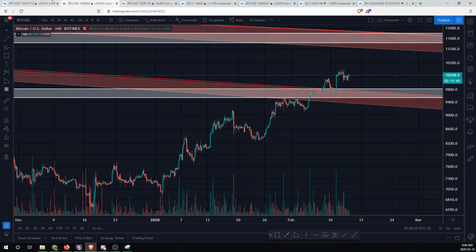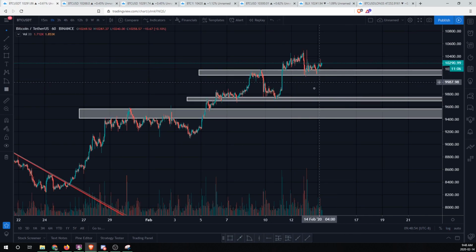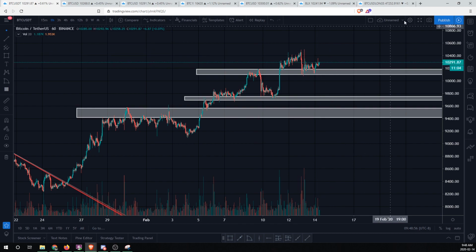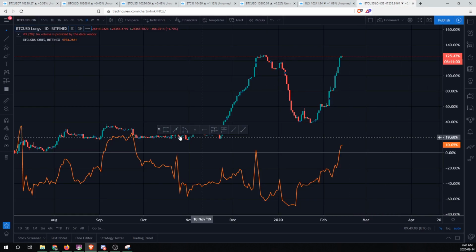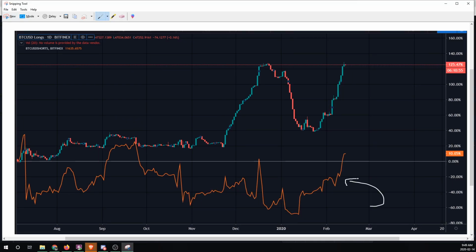So we'll see how the next couple days goes. We'll see how the weekend goes. But in my view, that's how the outlook is for BTC. And then quickly looking at the BTC longs and shorts within the market. We have the candlesticks as the longs, and then we have the line chart as shorts.